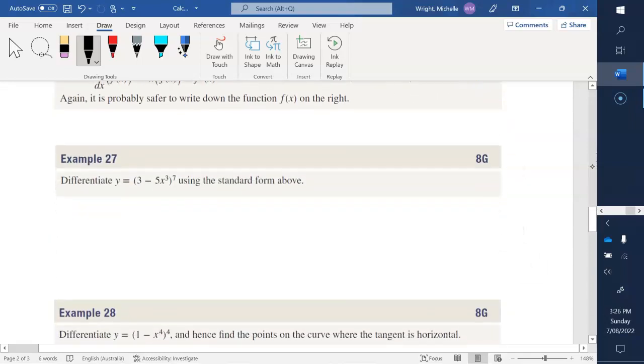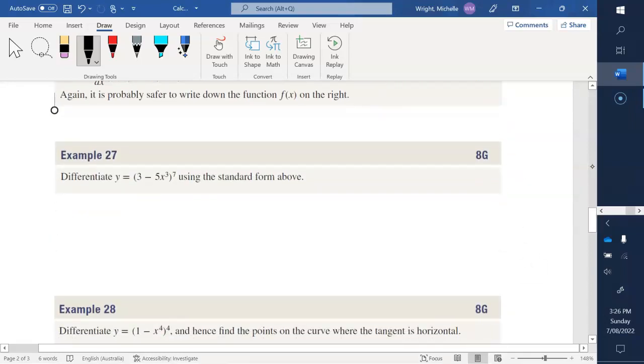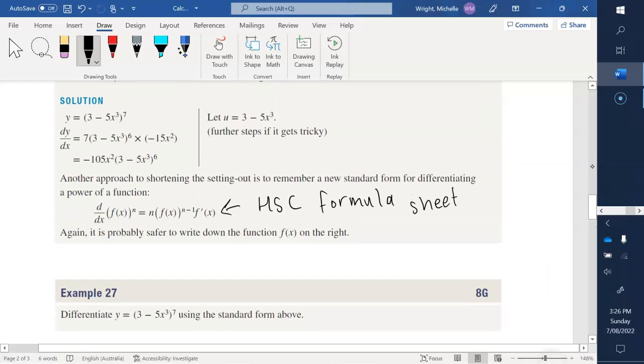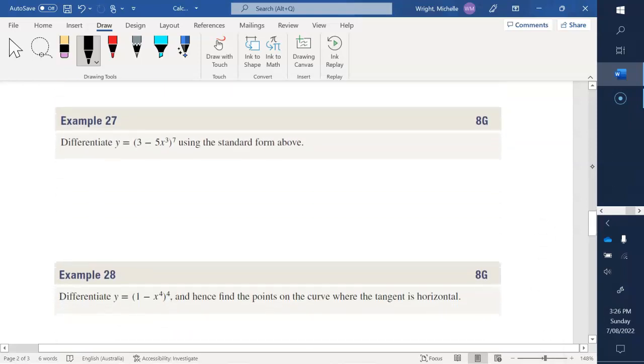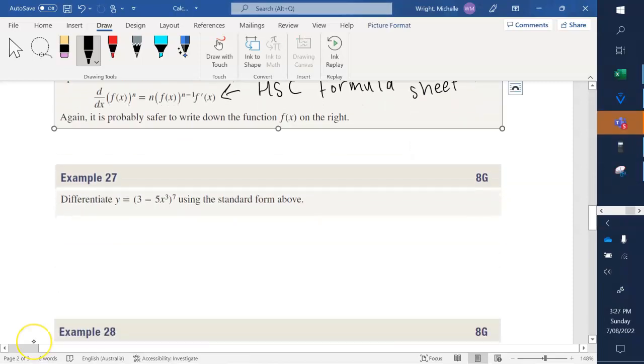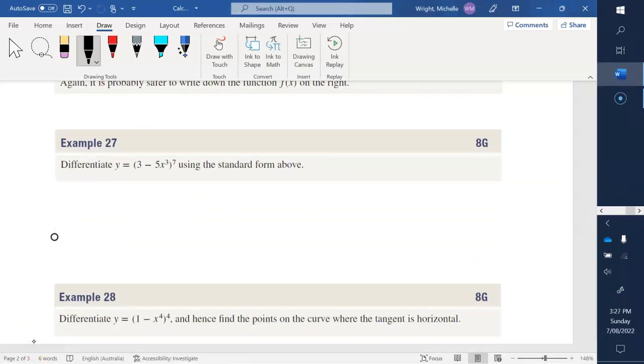Let's look at number 27. Okay, differentiating y equals (3 minus 5x cubed) to the power of 7 using the standard form above. Here it's the same question. It's not giving you any way to work it out. You can work it out as you please.